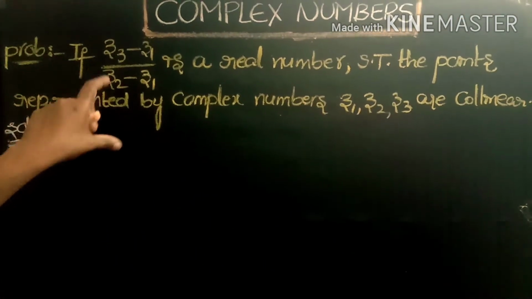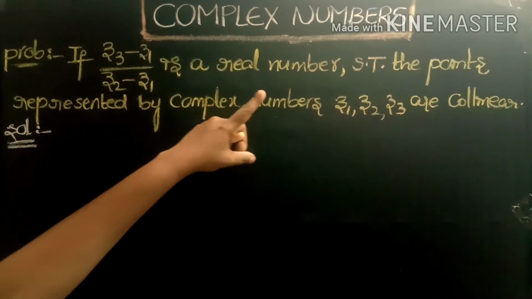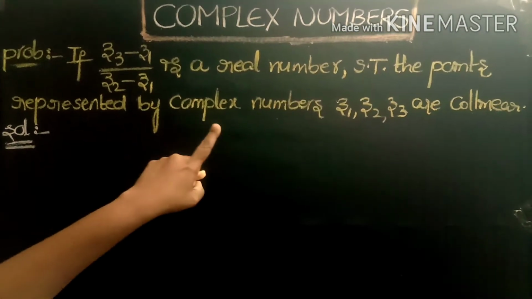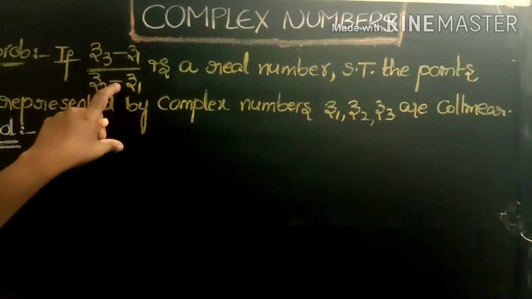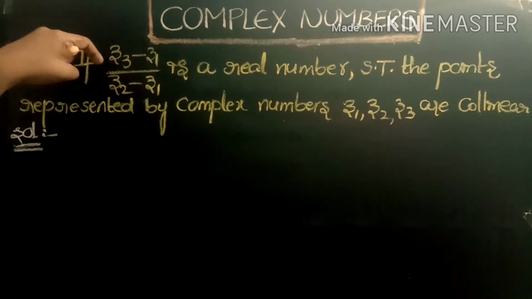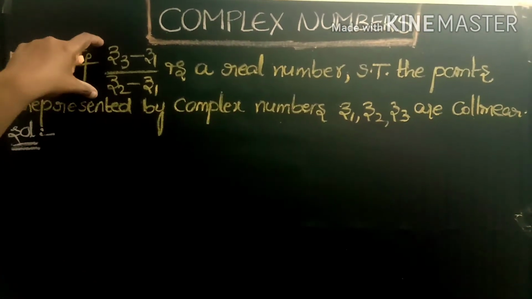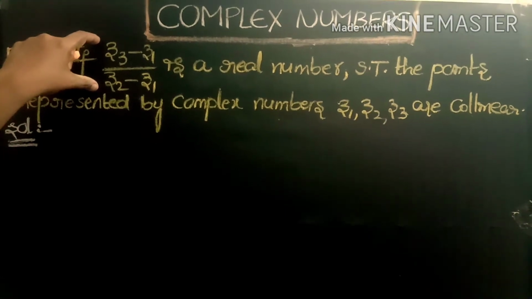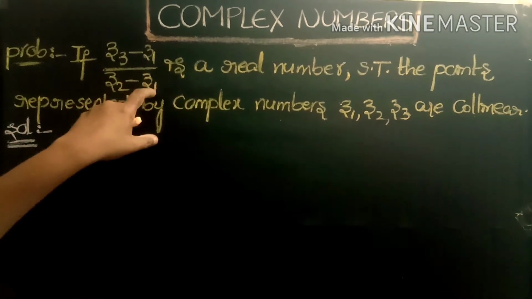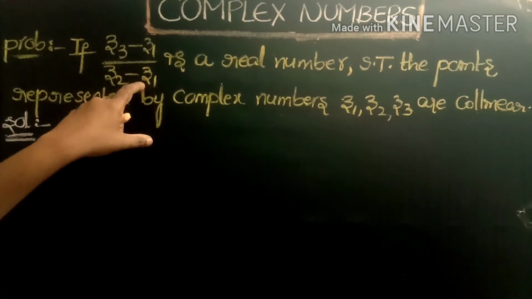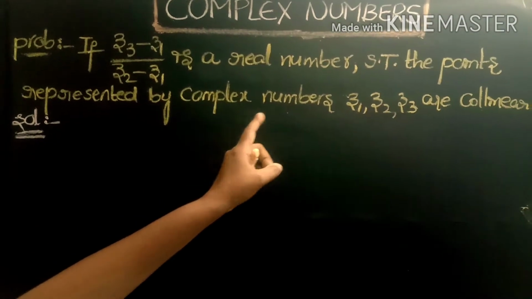First problem: if (Z3 minus Z1) by (Z2 minus Z1) is a real number, then show that the points represented by the complex numbers Z1, Z2, Z3 are collinear. Given that (Z3 minus Z1) by (Z2 minus Z1) is a real number, it means it is a purely real number, which means the imaginary part is equal to 0.